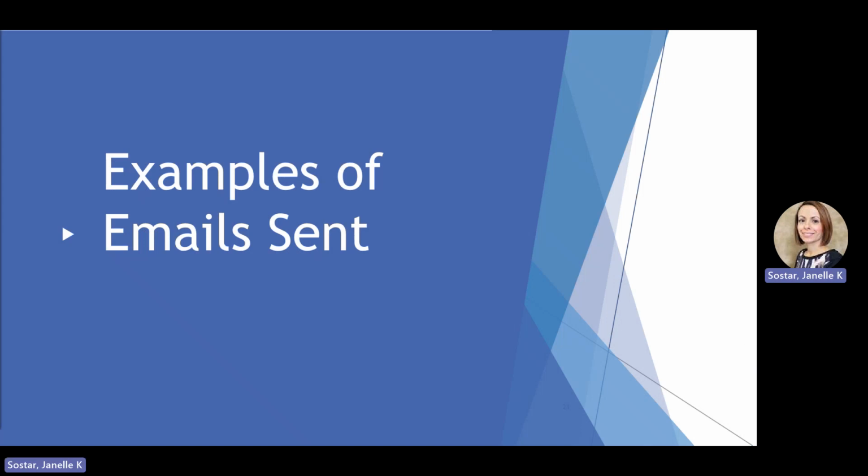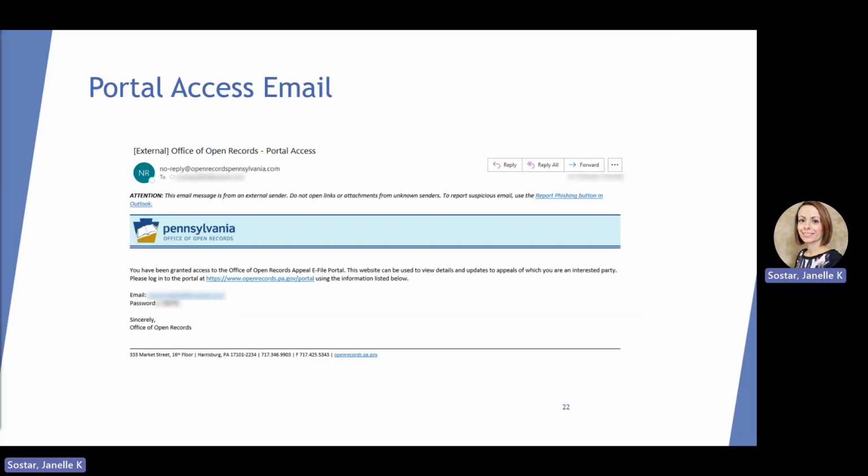Parties will receive email alerts when any party uploads documents or communications to the online e-file portal account for a particular appeal. The following slides depict examples of email alerts a user will receive. This slide depicts the email a party will receive when portal access has been granted. It will include login credentials.